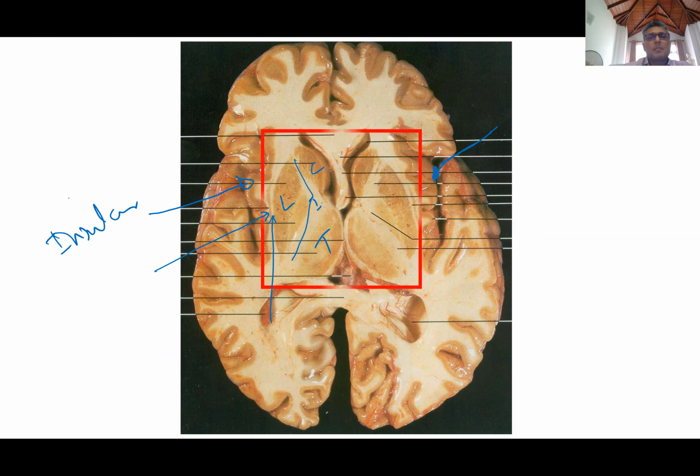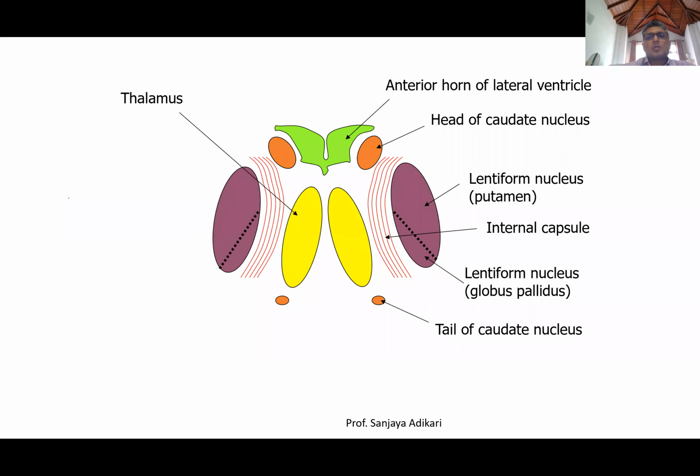So if you enlarge this area shown with the square, this is how you see it. So you have the lentiform nucleus, you have the putamen outside and the globus pallidus inside. Then you have the internal capsule, and you get the thalamus here and the head of the caudate. The same thing I have drawn here. Then in relation to the head of the caudate nucleus, you see these ventricles. I'll get back to it later, not now.